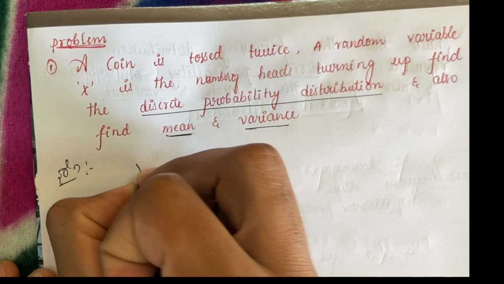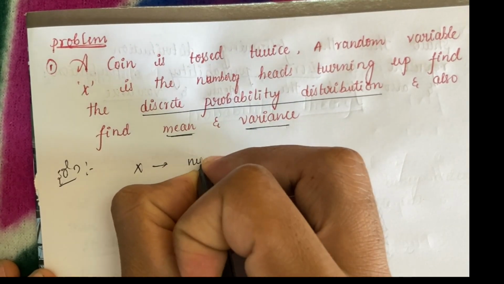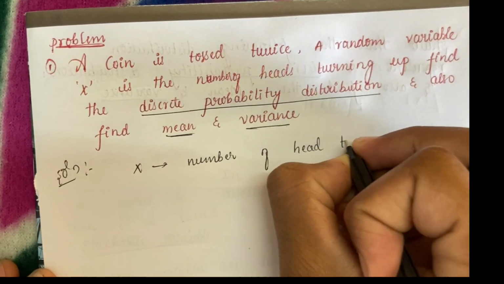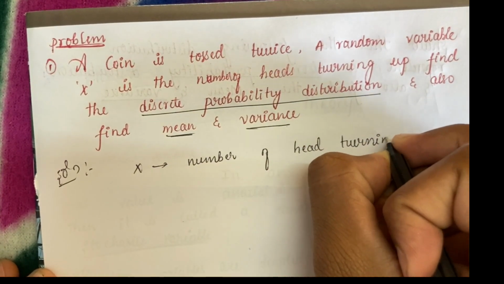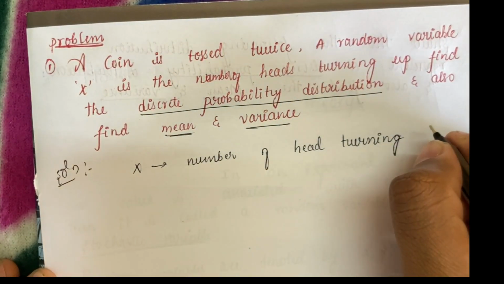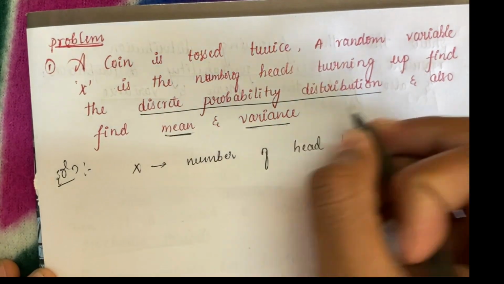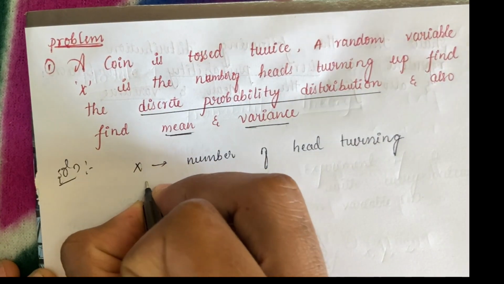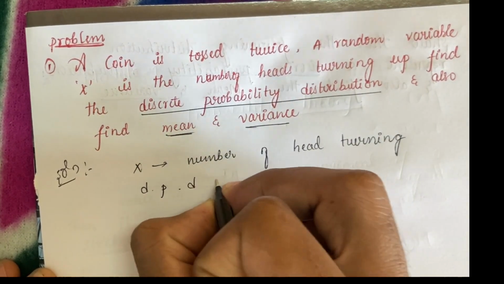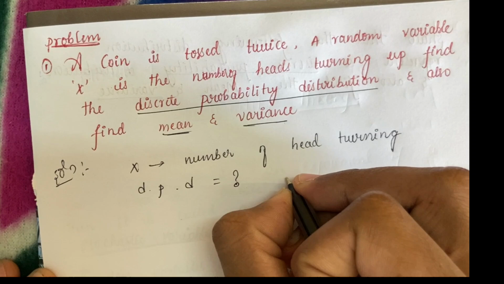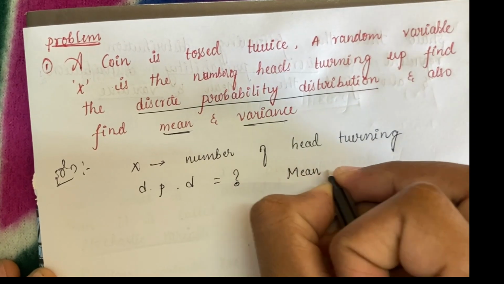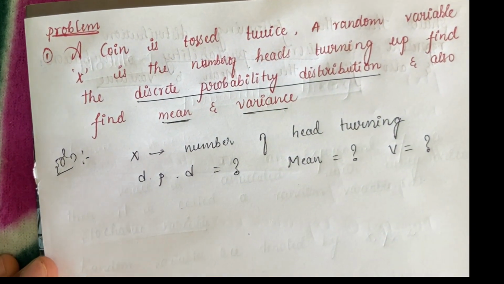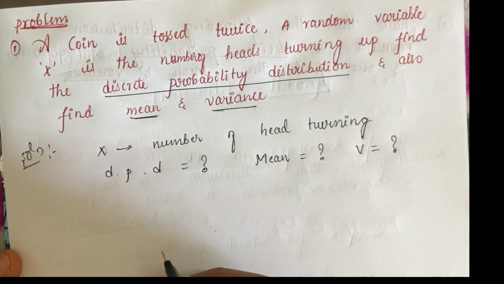The given x is taken as the number of heads turning up. We should find the discrete probability distribution, question mark. And also they are telling us to find the mean, question mark, and the variance also.